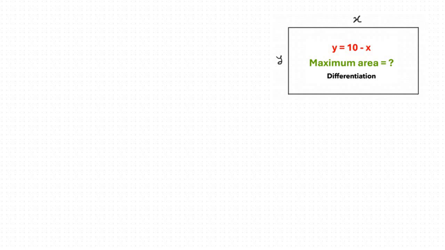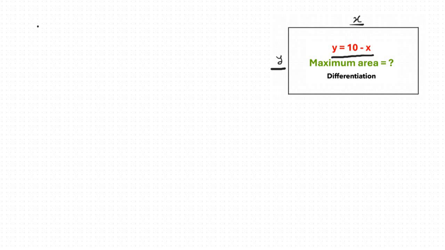We have a nice differentiation problem here. We have a rectangle with two sides x and y. X is the larger side, y is the smaller side, and the relation between x and y is y equals 10 minus x. We have to find the value of maximum area of the rectangle by using differentiation.